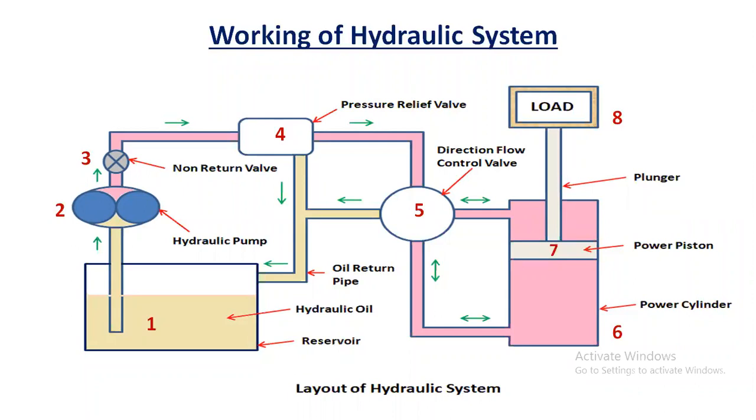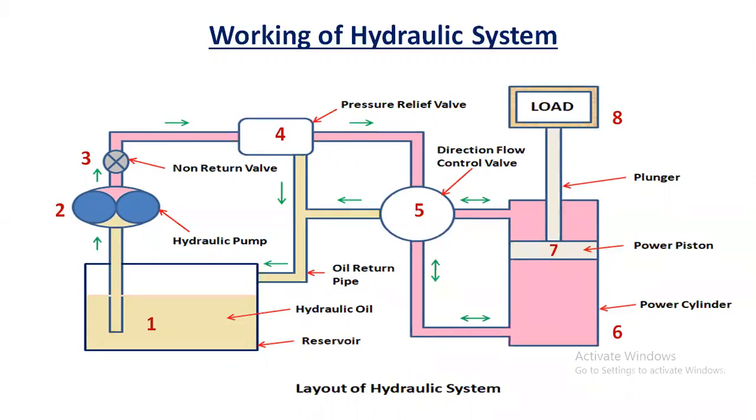So here, number one is the reservoir. It contains hydraulic oil. The oil from the reservoir is sucked by the hydraulic pump, which increases its pressure, and through the non-return valve, it goes to the pressure relief valve. The non-return valve is provided to avoid backflow of the oil. The pressure relief valve is used to maintain a predetermined level of pressure in the system. If pressure exceeds, then the pressure relief valve sends some amount of oil back to the reservoir.